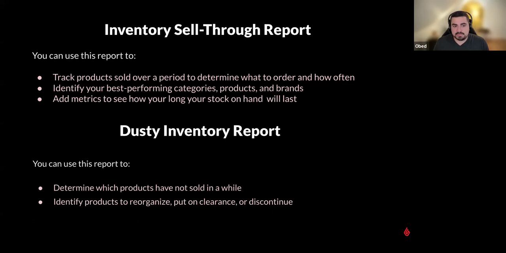The sell-through report can be used to track products over a period of time. So you can see what you want to order, how often you want to order it. You can see your best performing categories, products, brands, and this will go with all of the inventory reports. Actually, you can filter it by a specific category or a specific brand. And based on this report, you can see how long you expect your product to last based on how it's selling.